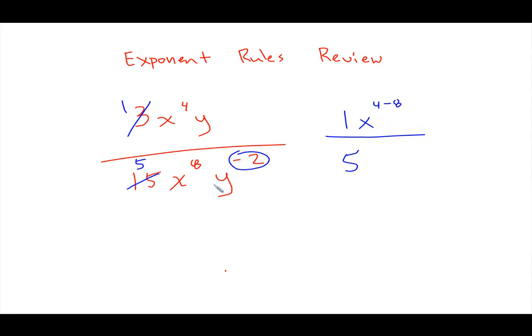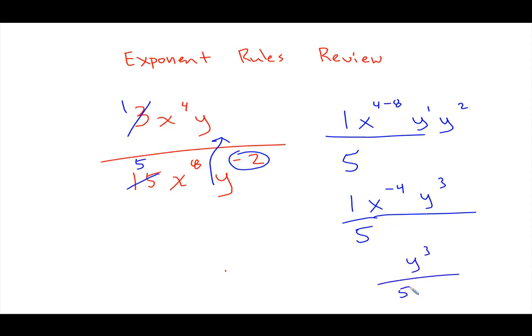So I'm going to take this y and move it to the top. This y was already here still. So I move this y to the negative 2 to the top, and that would become y to the positive 2 now. So here we're going to end up with 1 over 5, and then 4 minus 8 is negative 4. And over here we add the exponents. We get y to the third. And usually you don't want negative exponents in your answer. So we're going to move this x to the bottom. So our final answer will be y to the third on top. On the bottom we have the 5 and x to the 4th power. That would be our final answer right there.